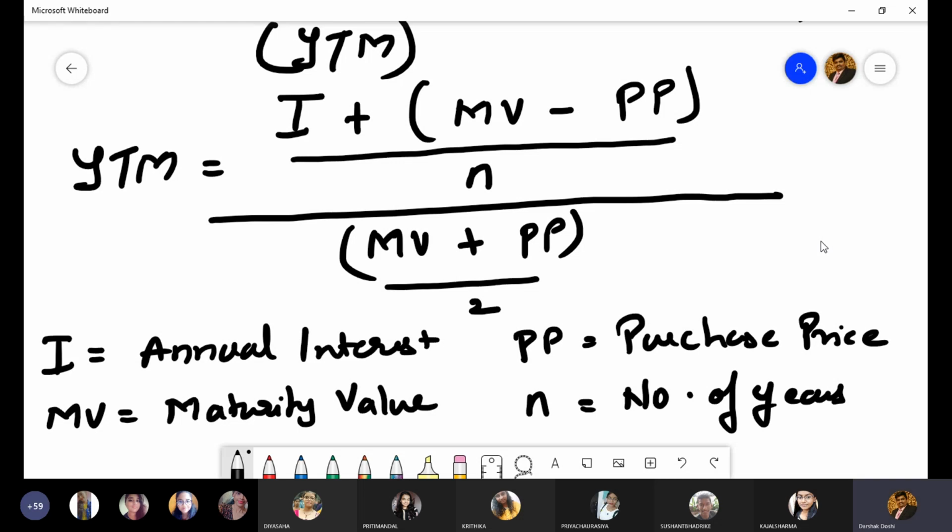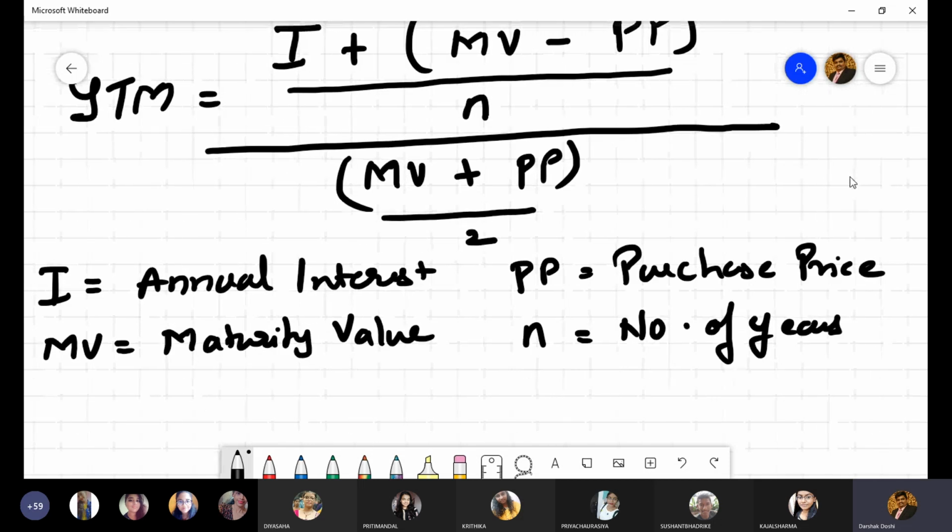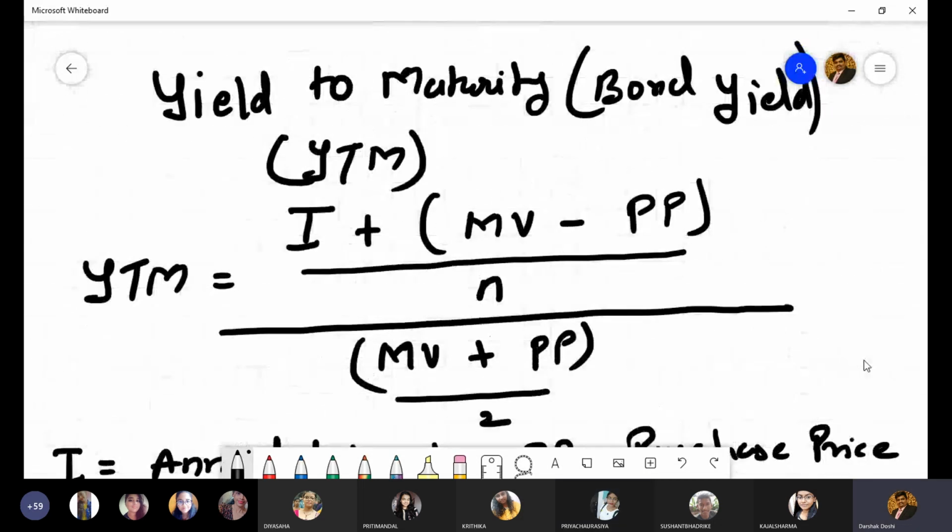YTM can also be called the internal rate of return of the bond. When we want to find out IRR, the internal rate of return, that is the rate at which the bond is going to give us a return, known as the IRR of the bond. So YTM is also known as bond yield. It is also the internal rate of return of the bond or debentures, whatever you want to call it. You can also write down over here IRR of bond.